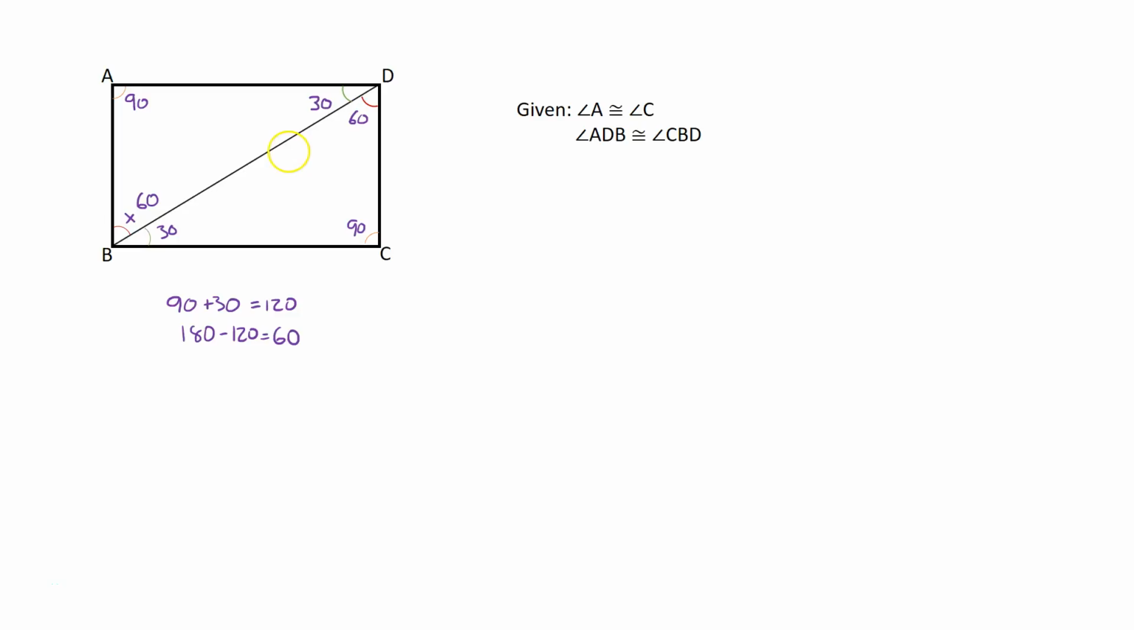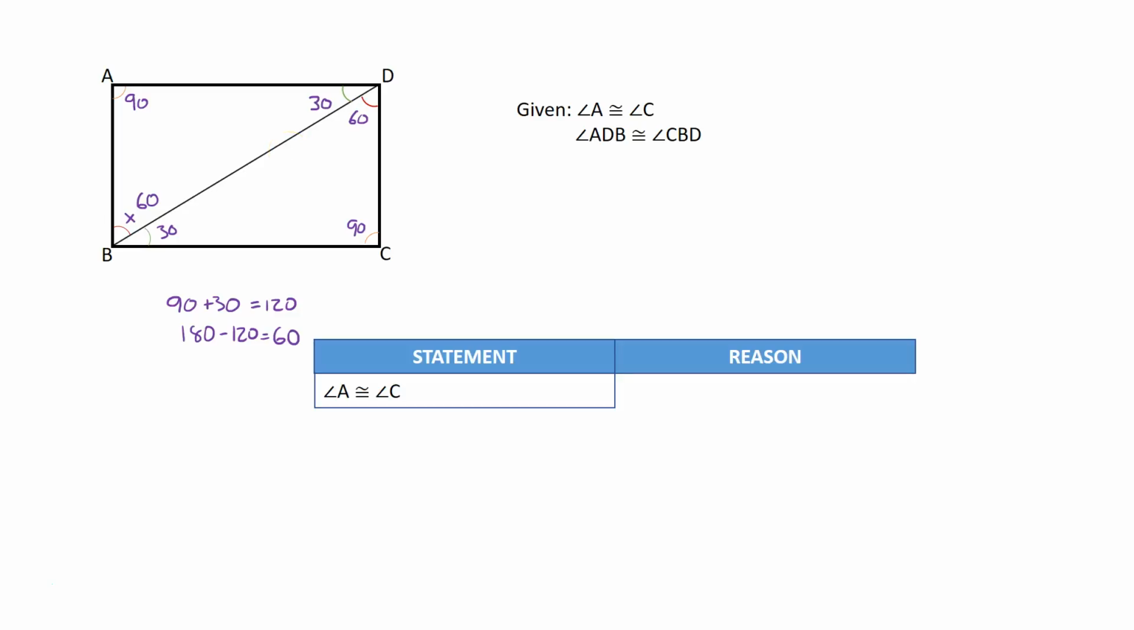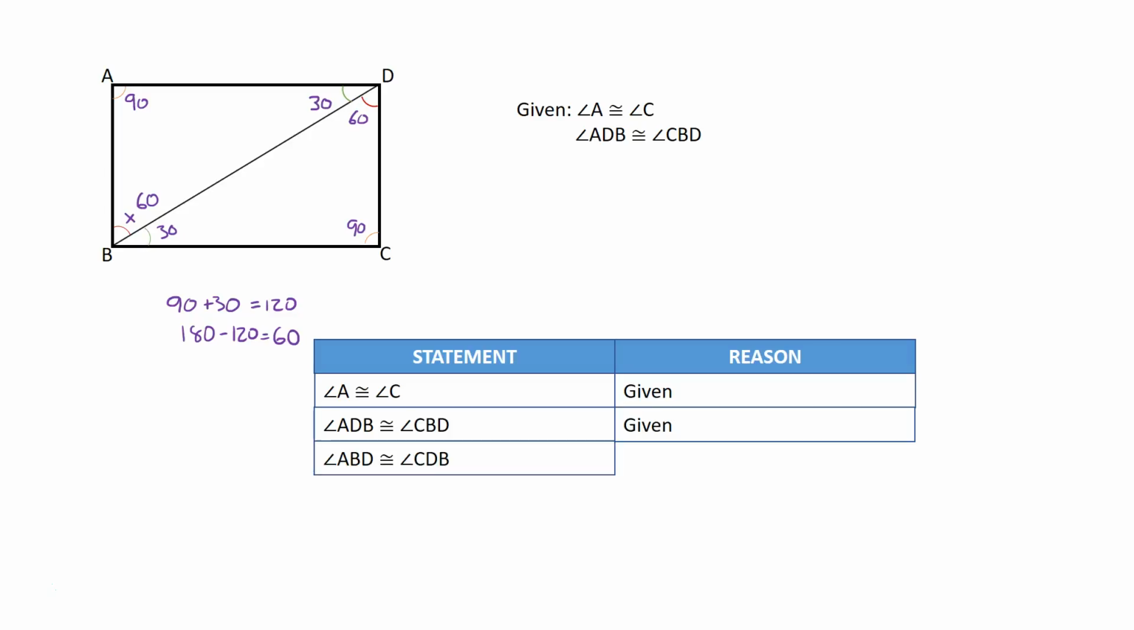So how do we show that in a proof? Well, it looks like this. We do our given statements right there. And then our third angle, ABD and CDB. And why can we say that? And that is just another definition from geometry, the sum of the interior angles of a triangle. We know the sum of the interior angles of a triangle are always 180. So we can just say that in the proof to prove that those third angles are congruent.